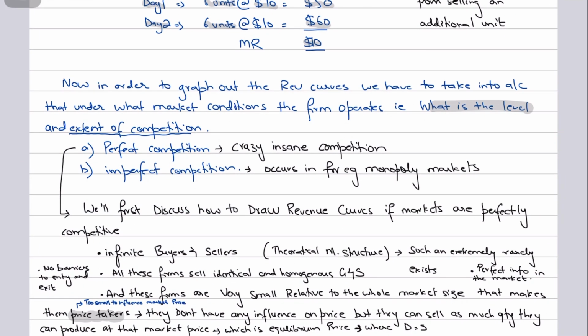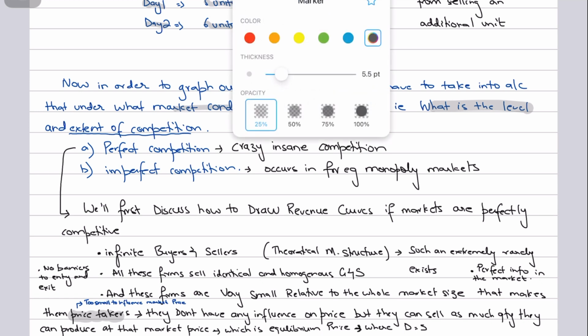Now, in order to graph out the revenue curves, remember guys, it is important that we take into account what market conditions the firm operates in. The revenue curves will differ for different market structures, whether we are in a perfectly competitive market or imperfect markets. So we need to first study the level and extent of competition, because these market structures will determine the firm's ability to decide whether it has control over prices or not.